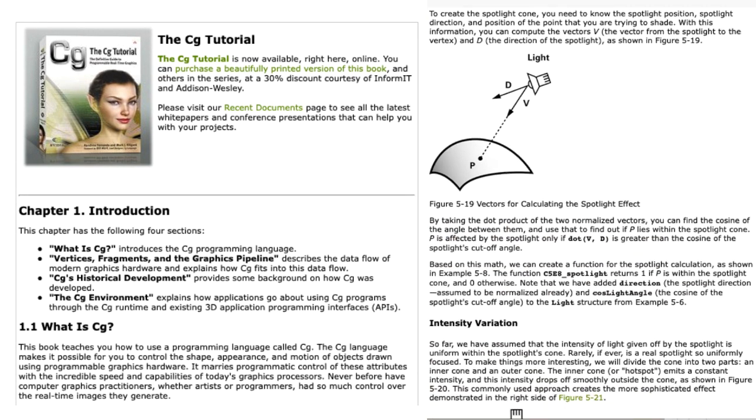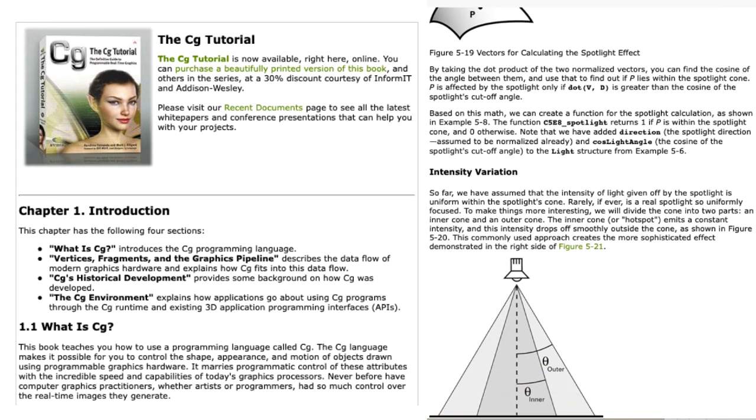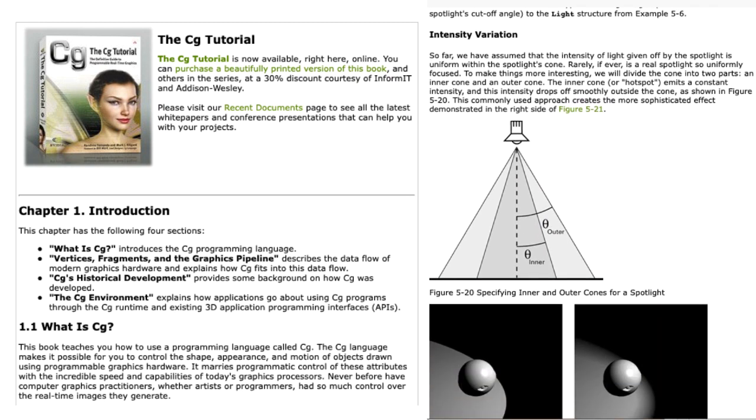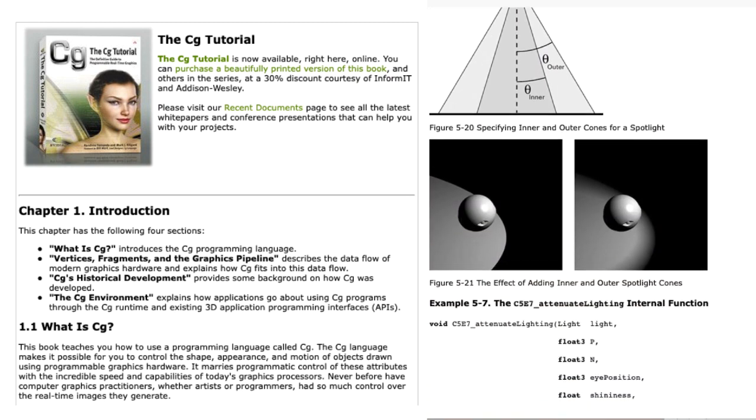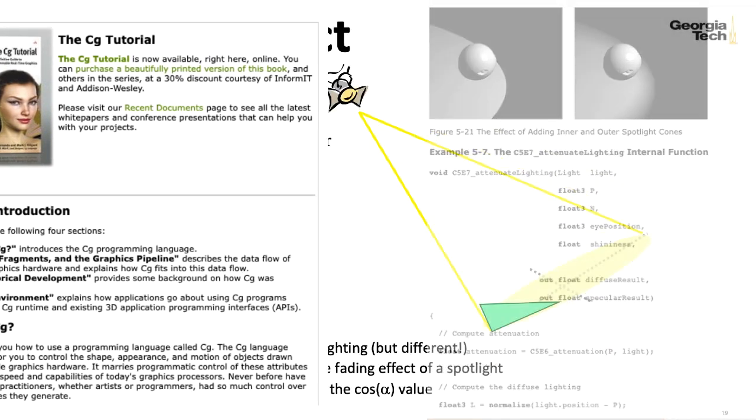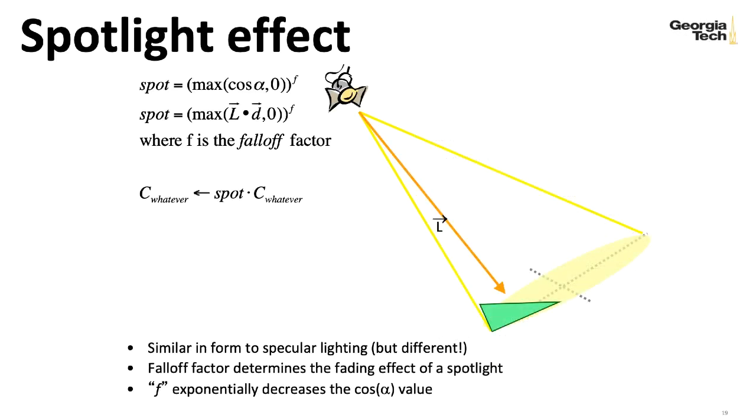I'm going to show you one that I've seen in the CG tutorial that was published by NVIDIA some time back. You can actually read that online now for free. Anyway, here's the idea. So we'll have a vector pointing towards the point that we're illuminating, wherever that is on the surface, and we'll have another vector that represents the direction the spotlight is pointed in.